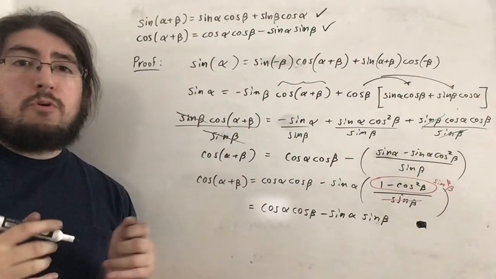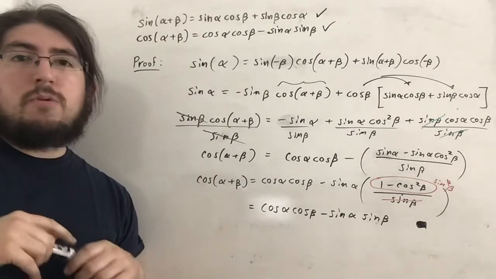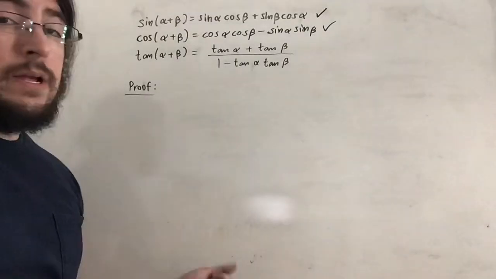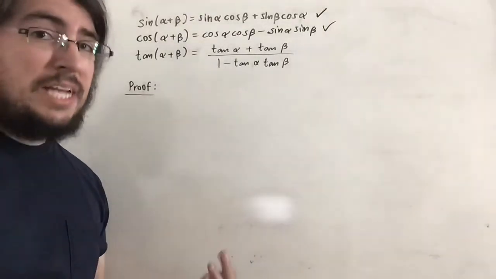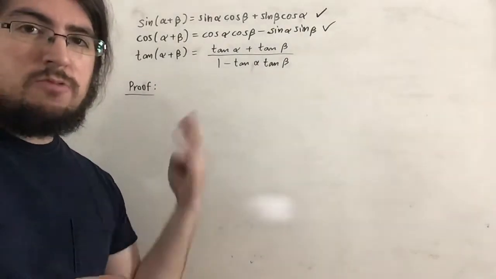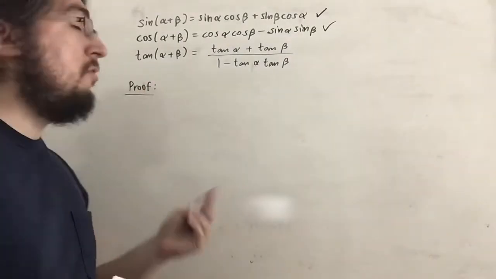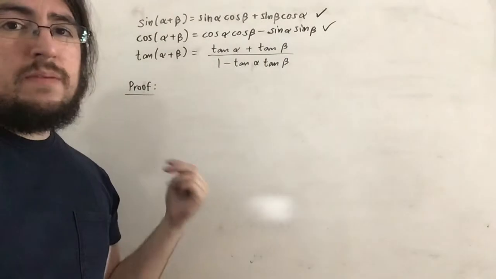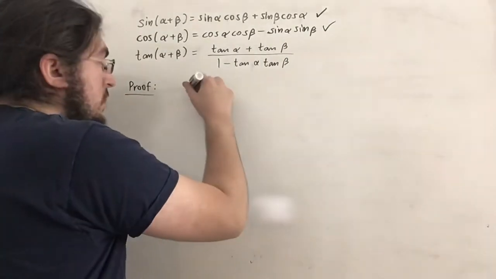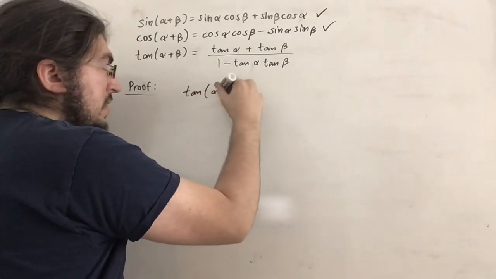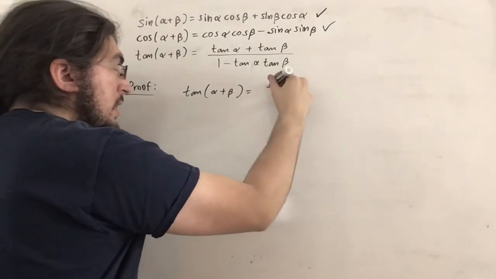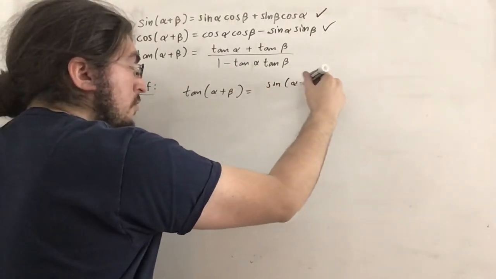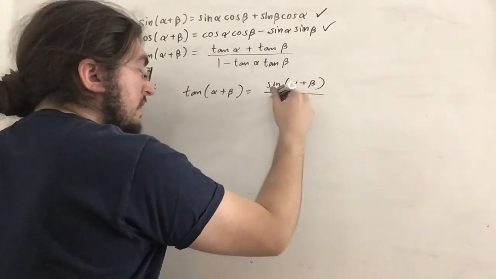Now I want to prove the one for tangent finally. All right, here we go. So now to prove the sum formula for tangent, I'm still going to prove the difference formulas after, but we're almost done with the sum formulas. So for the sum formula for tangent, all I'm going to do is I'm going to recall the tangent of anything is sine of that same argument over cosine of that same argument.